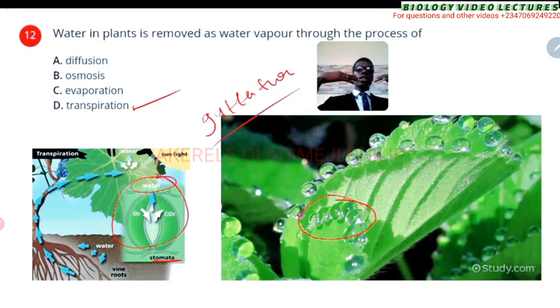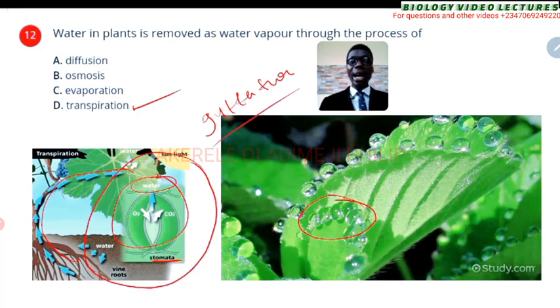Guttation is like transpiration, water just goes into the atmosphere like that. You can see what is happening here. It goes into the atmosphere. But with guttation, the water is collected on the surface of the leaves. If you want to collect water from plants during transpiration, you probably have to tie a leather bag around the mouth of the leaf. After some time, you're going to see some water vapor in that leather bag. But for guttation, you don't have to do that.